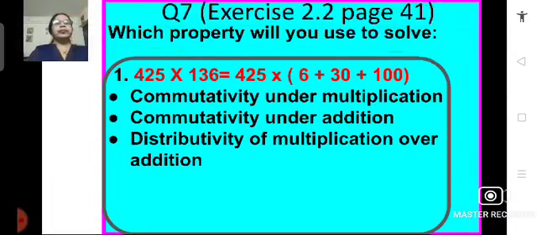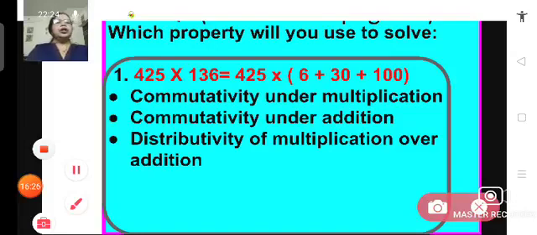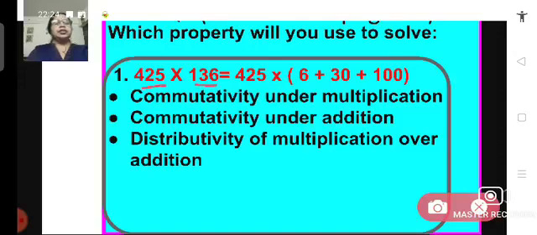Next problem. This is question number 7 of exercise 2.2. Which property will you use to solve 425 into 136 is equal to 425 into (6 plus 30 plus 100)? To solve this problem, which property do we use, children? We use the property distributivity of multiplication over addition. So this is the correct option.